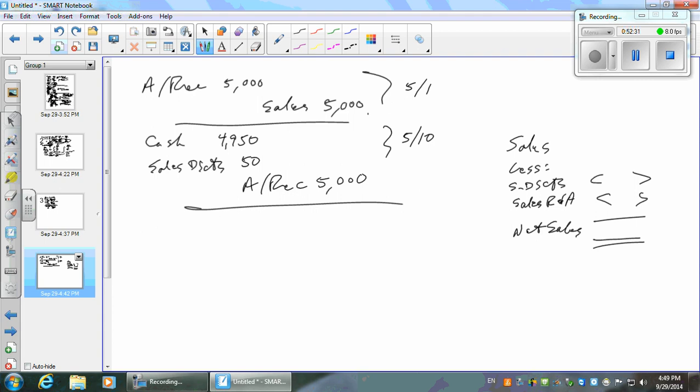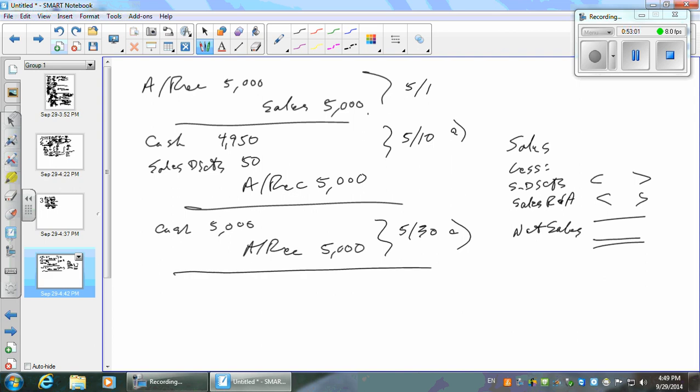let's do part C. What if they paid their bill on May 30th in part C? So this is part A. This is part C. What if they waited until May 30th to pay it? Anytime they want to pay after 10 days, what do they have to pay? Full price. You got it. So how much cash would they give you? 5,000. And how much accounts receivable would they satisfy? 5,000. Nothing to this, is there? Okay? All right. Let's try part B.